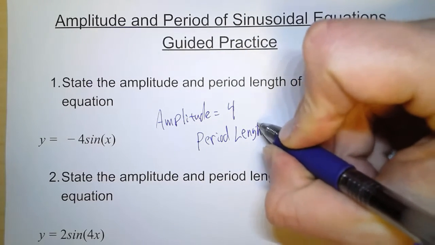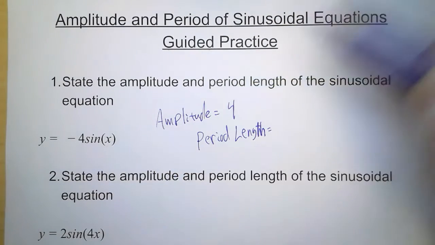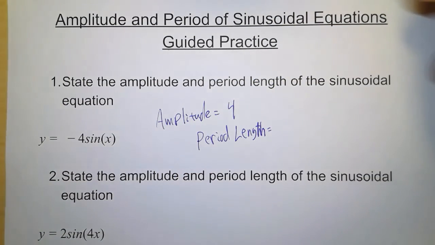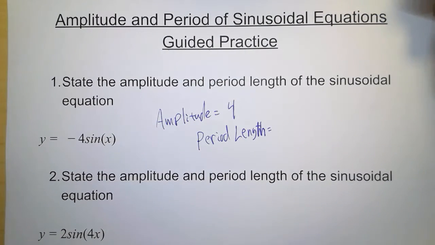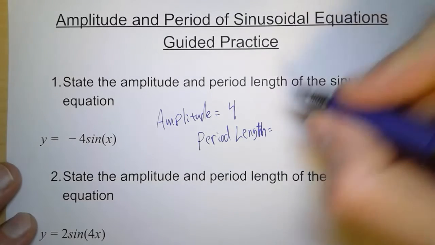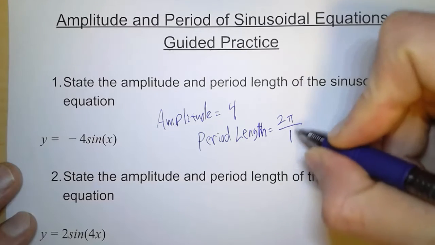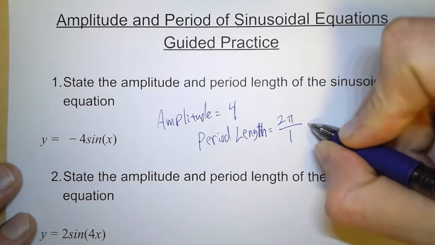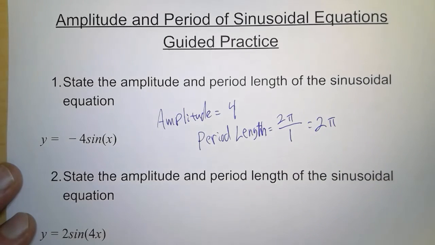But what a lot of people miss up is they often think that the period length is the number in front of x, so the period length is 1. Actually, no. The number in front of x tells us how many cycles there are between 0 and 2 pi, or 0 and 360. So to get the actual period length, you have to take 2 pi divided by 1, and there's one whole cycle on 2 pi. So the period length of this function is actually 2 pi.